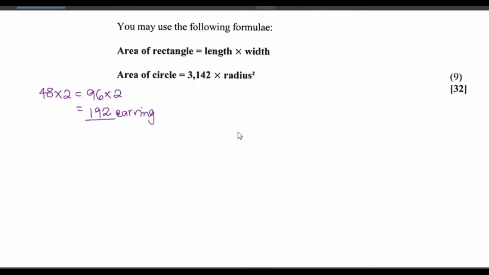Okay, so let's start. What's the area of only one earring? So for the area of only one earring, we shall use pi r squared, giving me 3.142 times 1.4 squared. So we shall come here to the calculator.